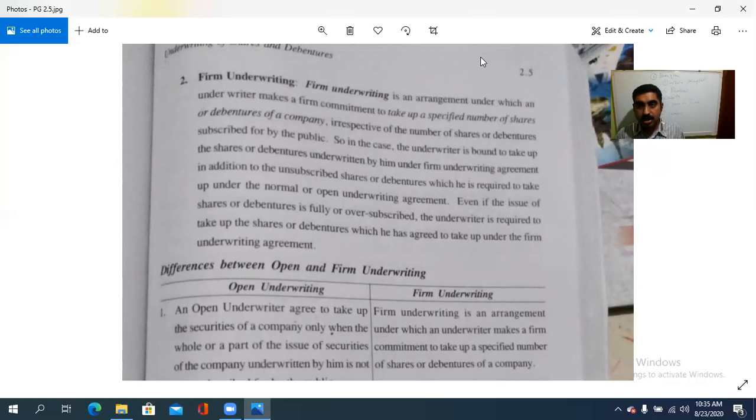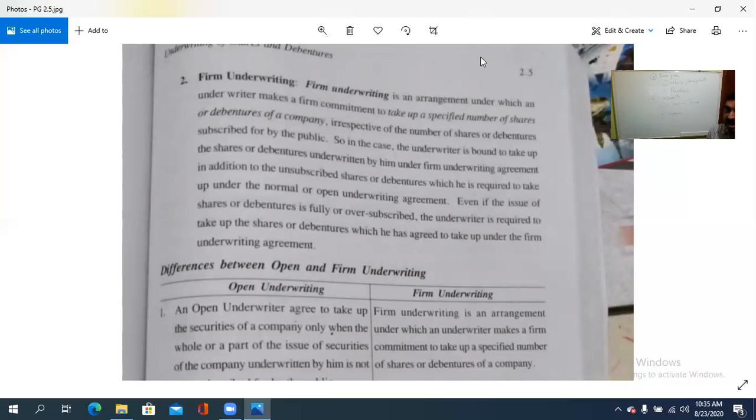That is, 2000 applicants or 2000 shares have not been subscribed. But here they set a condition, a special commitment. What? I can take only this many shares; if I can take only 1000, then that 1000 underwritten share is what we call firm underwriting. So it is an arrangement under which an underwriter makes a firm commitment to take up a specified number of shares or debentures of a company, irrespective of the number of shares or debentures subscribed for by the public.